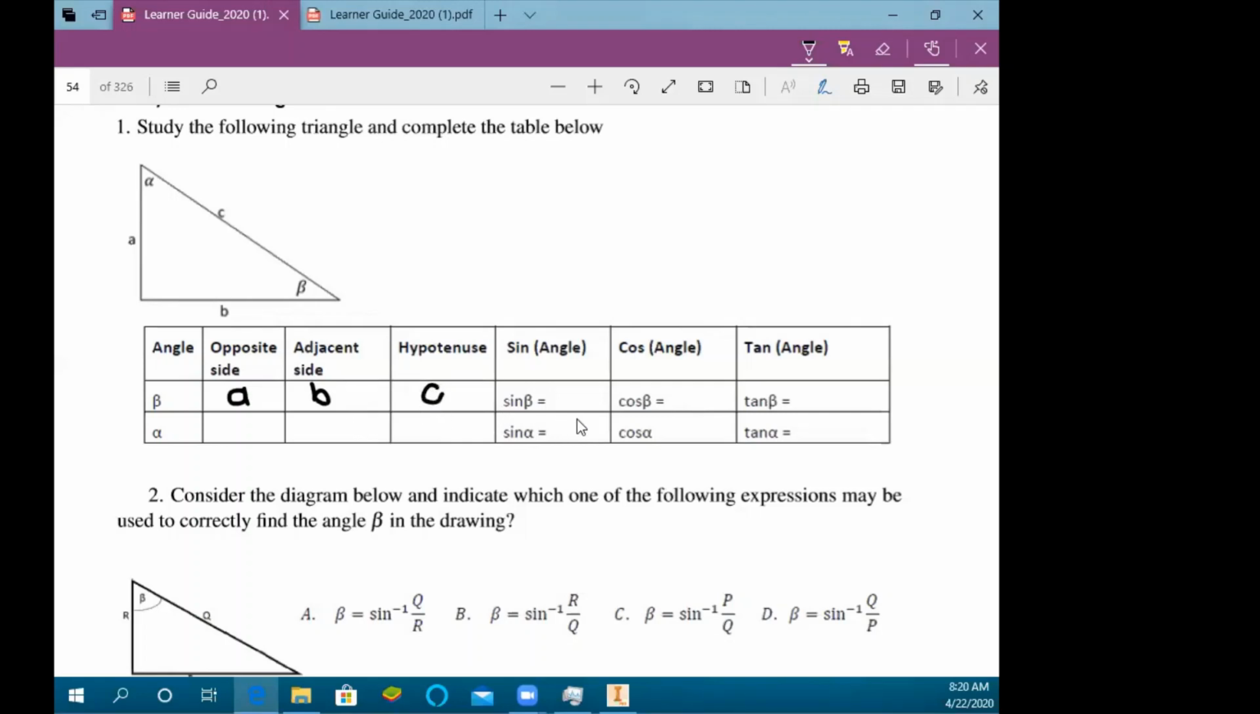And looking at the sine of the angle beta, we understand that sine is the ratio of the opposite to the hypotenuse of the triangle. In this case, the opposite of the angle beta is A. So it's the ratio of the opposite to the hypotenuse, which is C in this case.